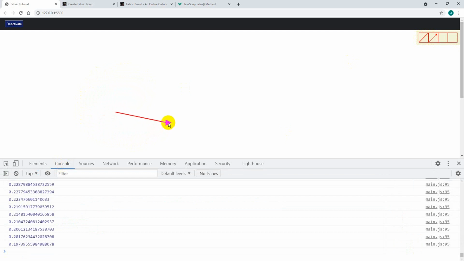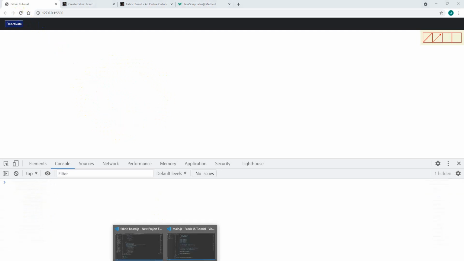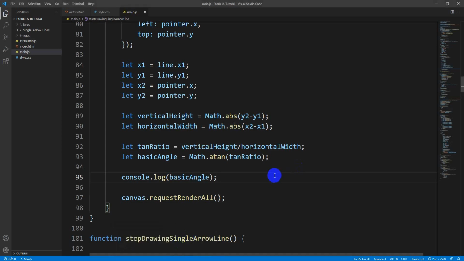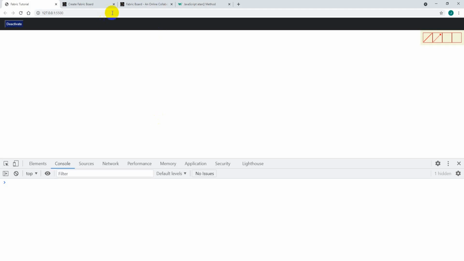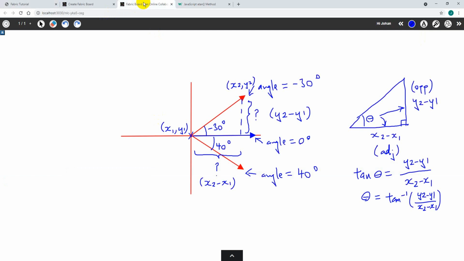Now, Fabric uses the degree format, but our basic angle over here is in the radian format, so we actually have to convert it into degrees. So let's do that. Since we have to convert it into degrees, let me explain over here how to convert from radians to degrees.